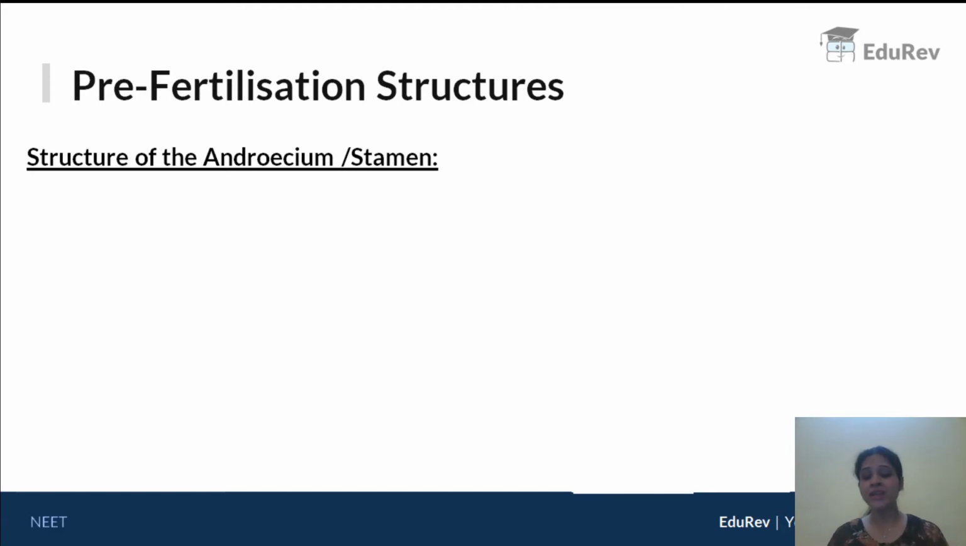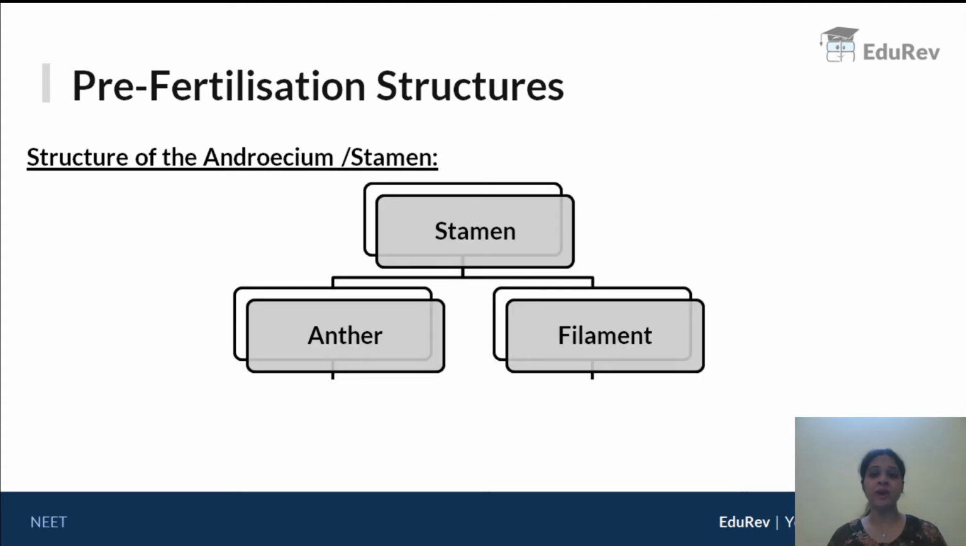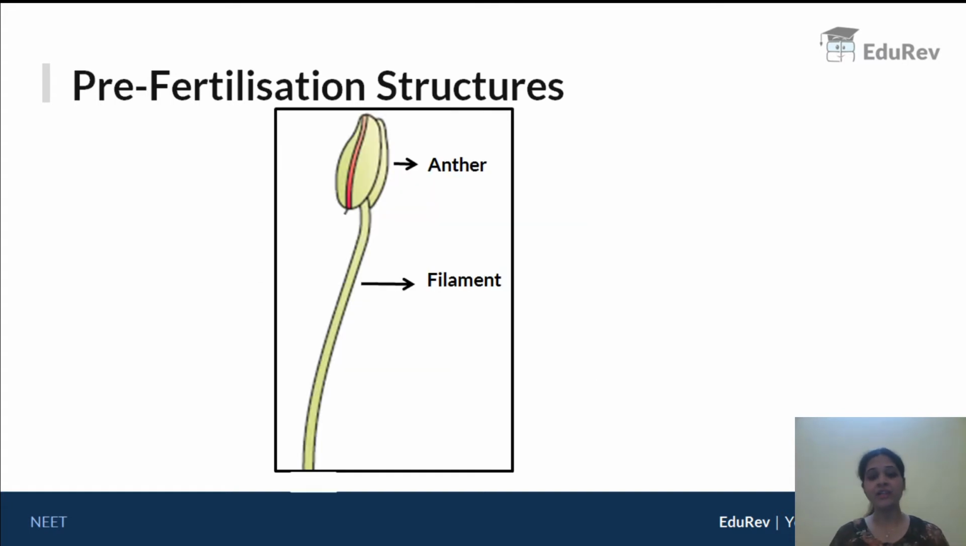Now, technically speaking, a typical stamen consists of two different parts, that is the anther and the filament. Now, what is the difference between the anther and the filament? If you look at the figure over here, the topmost portion, the projected portion, is the anther, and the part that helps in projection is called the filament.